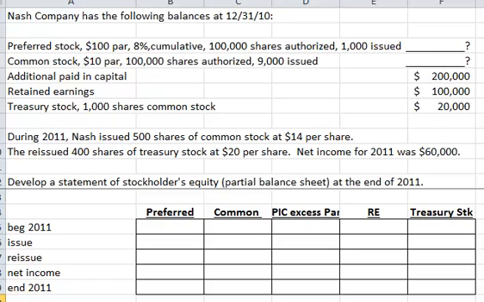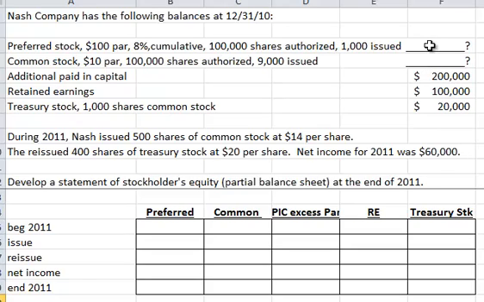We're going to work on Nash Company's equity events. What's a little bit different about Nash is we have opening balances for the year, so it's not the first year of operations. There's a history prior to this year, but they don't give us all the amounts.